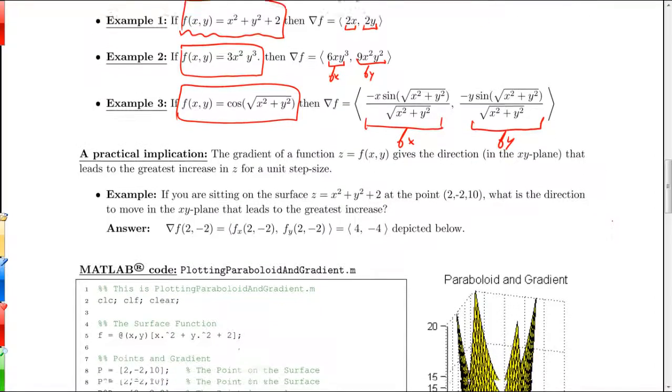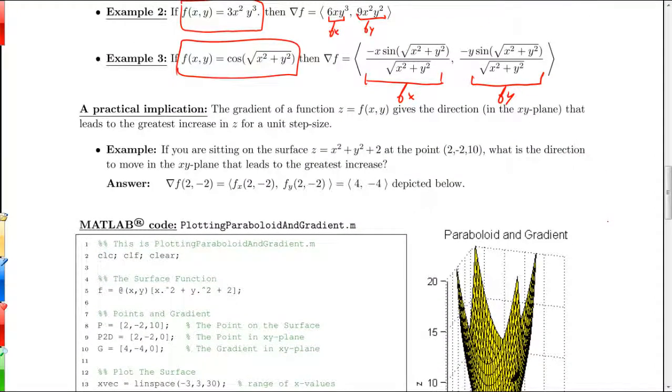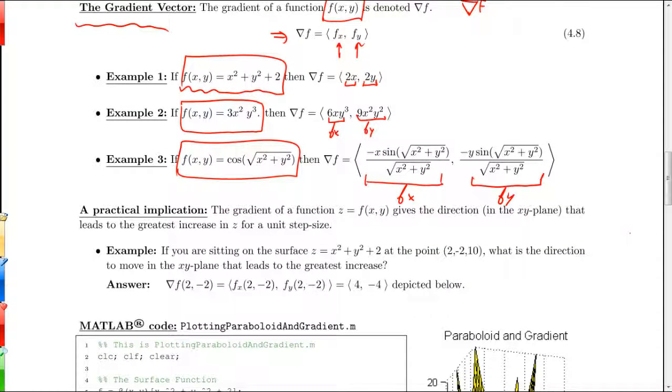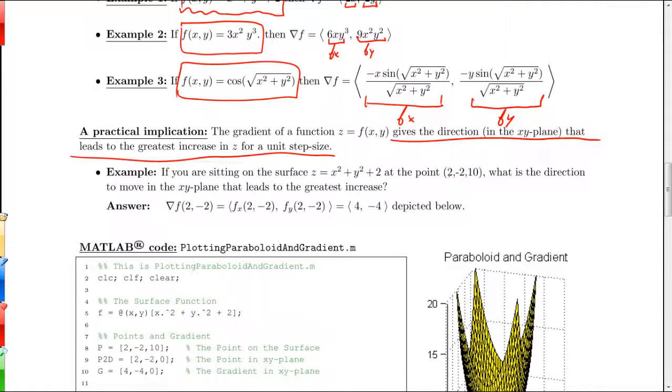And what this gradient does, there's many applications for the gradient. But one thing it does is that once you find the gradient, it gives the direction in the xy plane that leads to the greatest increase in z for a unit step size. So I'll show you what that means, but let's just consider first our graph here.